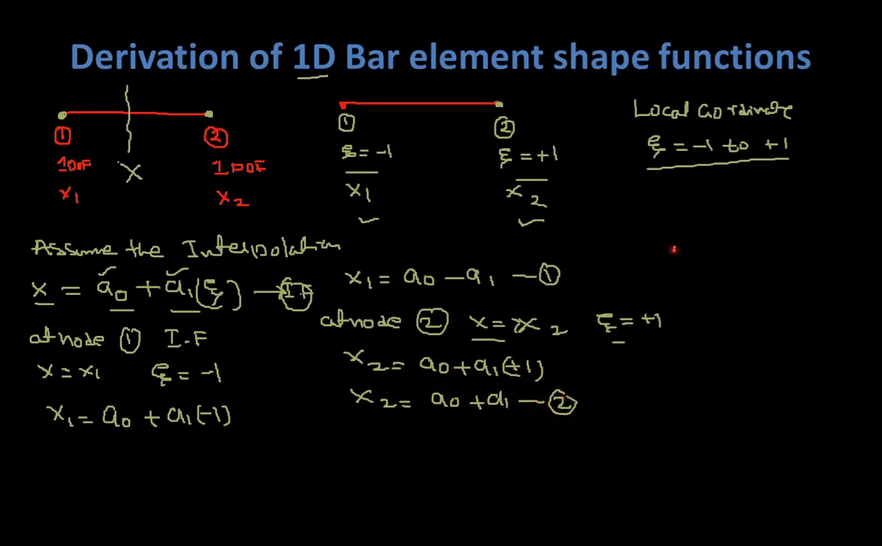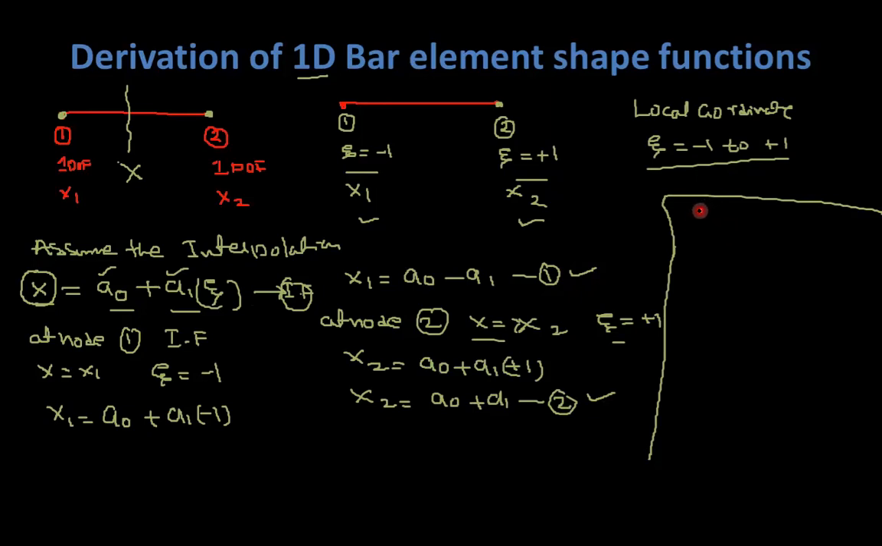Now, from equations 1 and 2, let us try to find out the constant values of a0 and a1. In the azimuth interpolation function, there are two constants, a0 and a1. To define the a0 and a1 values, we need two equations. I have defined the first equation as node number 1 and the second equation as node number 2. Using these two equations, let us find a0 and a1.